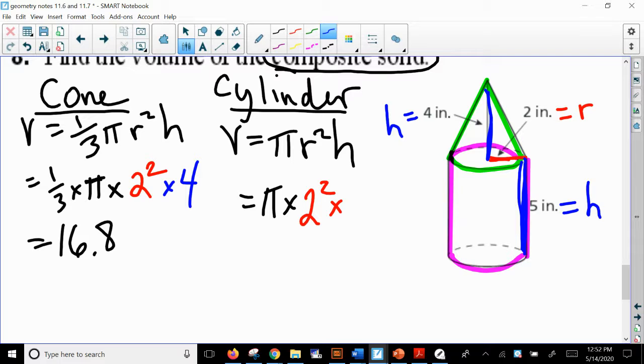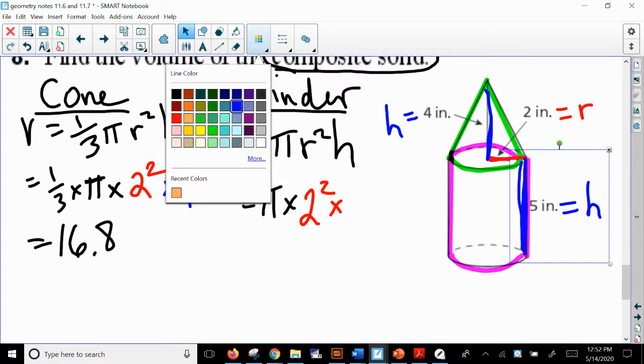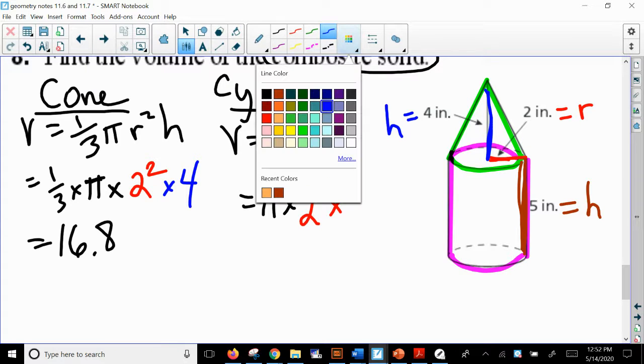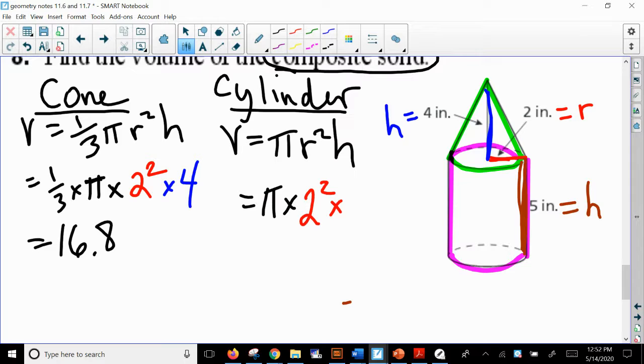Okay? So I need to change colors. Let me change that. What color do I want? Brown. Yeah, that works. All right. So I want brown. And it's going to be 5. So pi times 2 squared times 5. That's my volume of my cylinder. And I throw it all in the calculator. And I got 62.8. Again, I use the pi button.